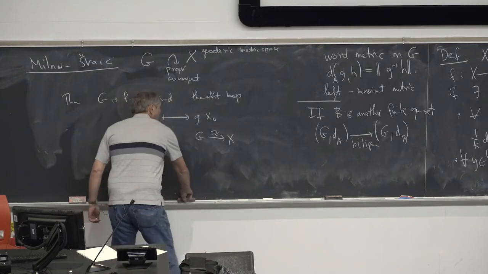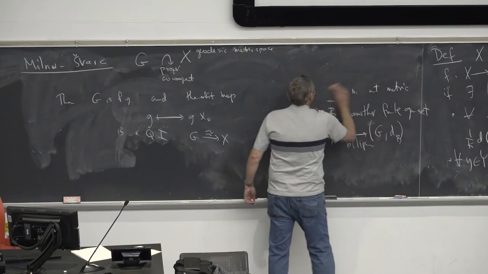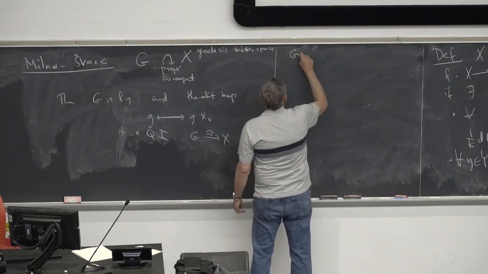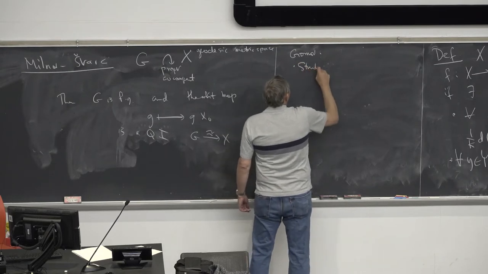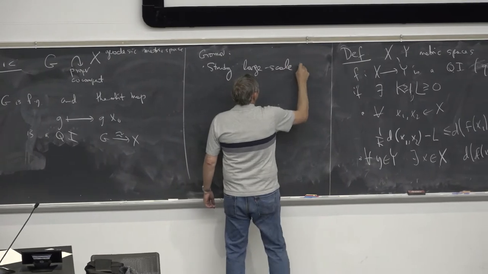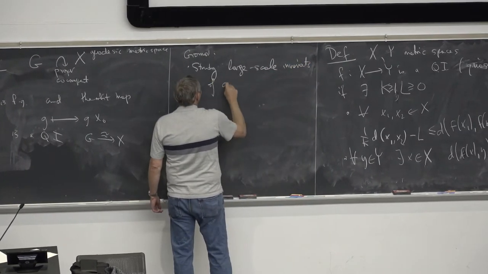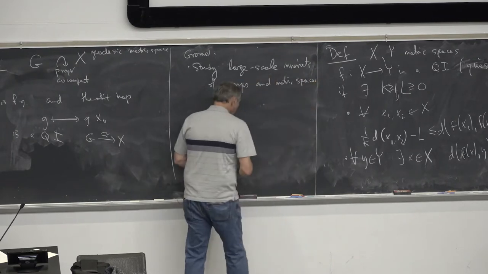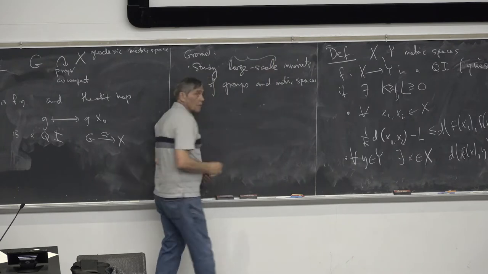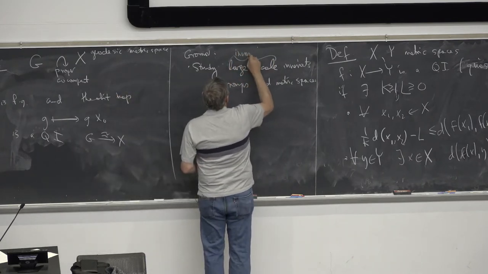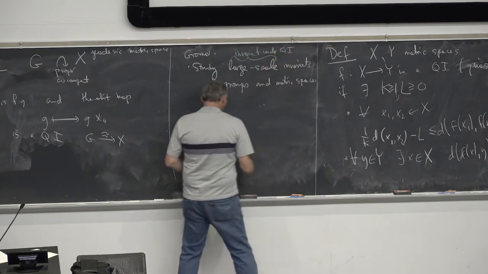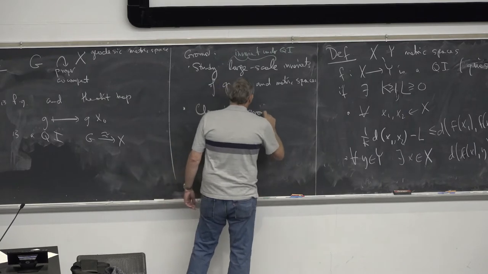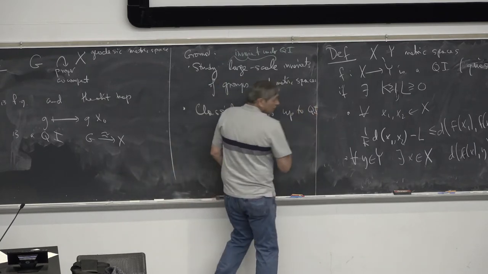Okay, so maybe to expand on Gromov's dictum here, let me say the following. So Gromov really said the following. So first, study large scale invariance of groups and metric spaces. And large scale really means those properties that are invariant under quasi-isometries. Okay? And then the second one is classify groups up to quasi-isometry. Now that's of course just a dream.